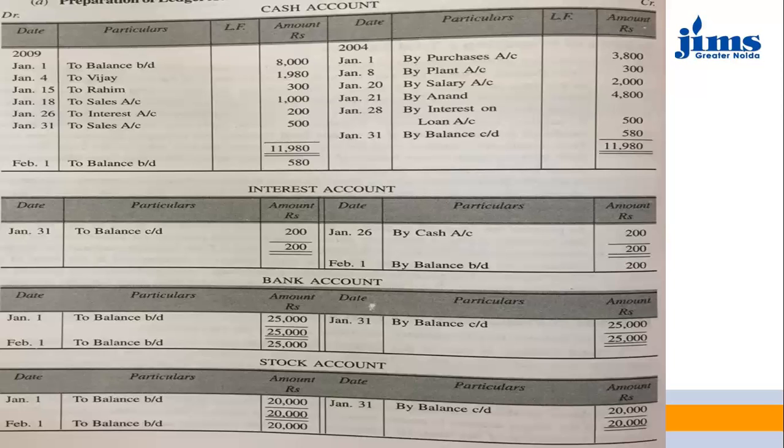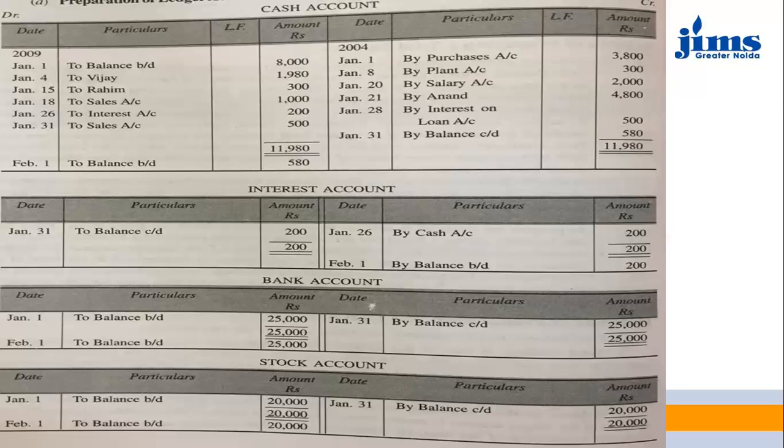So the 31st January balancing figure for cash account is 580. So you are forwarding it to the next month, that is 1st February, "to balance brought down". BD means brought down. Brought down here means that from the previous time frame, you have taken up this figure and you have brought down this figure from January 31st, 580 rupees, right? So this is what the balancing is.